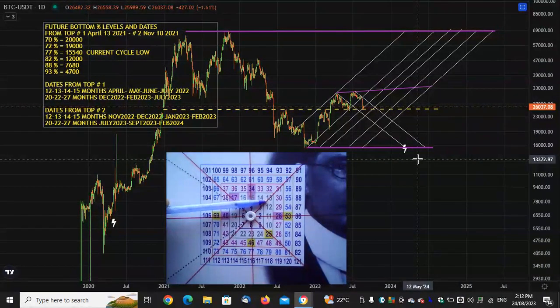All right. So I've given you some price levels. This square of nine, of course, is attuned to Bitcoin. And I teach everything about Bitcoin, its cycles, all the stuff.